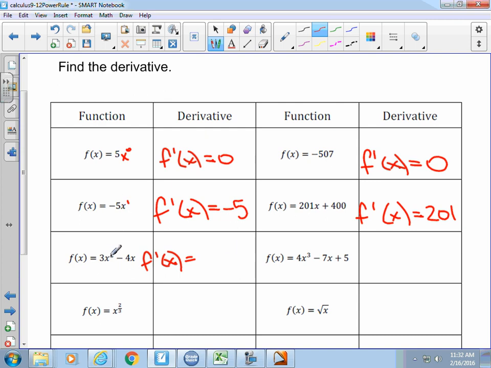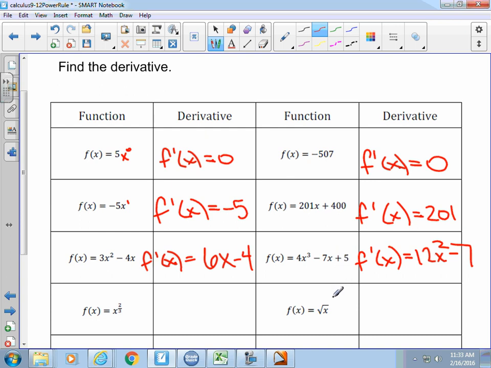This one, power rule, 3 times the 2 is 6x. Very good. Any questions about that? What about the next one? Okay, I want to slow down. Is anyone not seeing these patterns? 3 times the 4 is the 12. Take 1 away from the power. The negative 7 is just negative 7. And then what happened to the 5? It went away. Remember, all the constants are going to be 0.